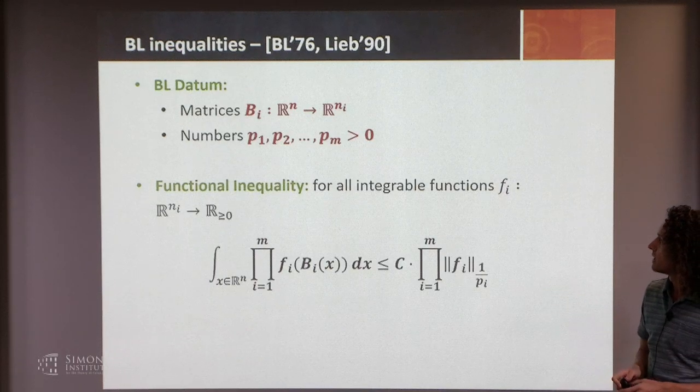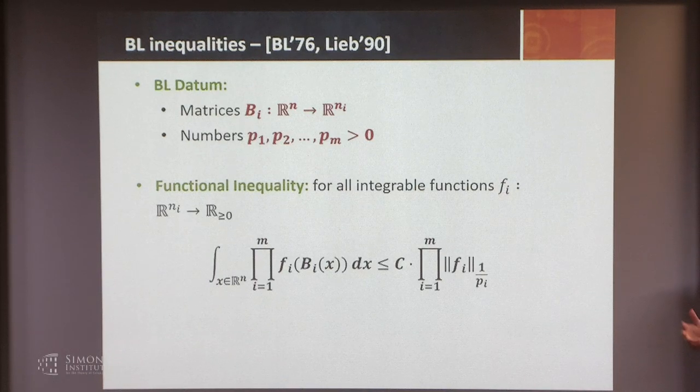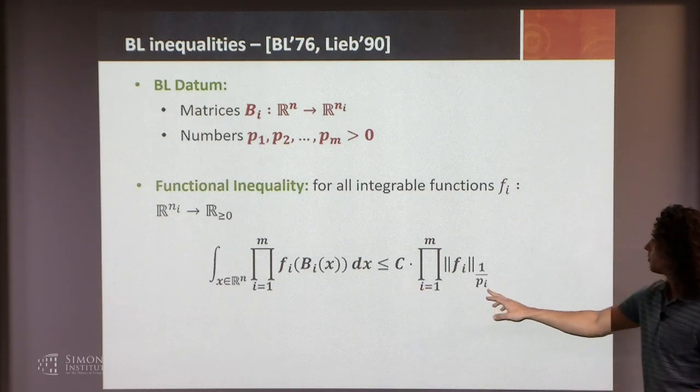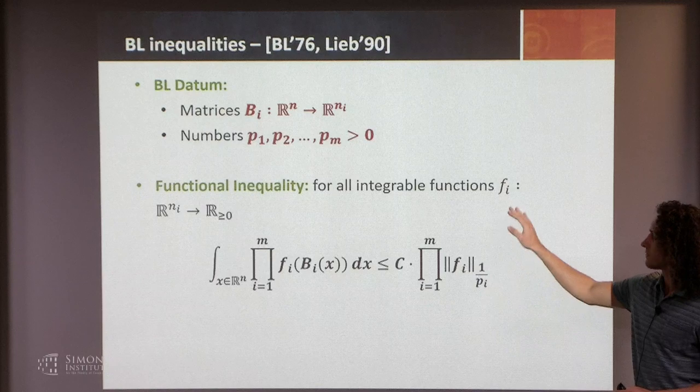They're positive numbers. And we have the following functional inequality. For all integrable functions f_i which are non-negative, I have the integral of the product of the f_i's when I apply B_i to x. Remember, x lives on R^n. I'm shrinking it down to R^{n_i}, and I'm applying f_i. It's less than or equal to some constant times the 1 over p_i norms of these functions.